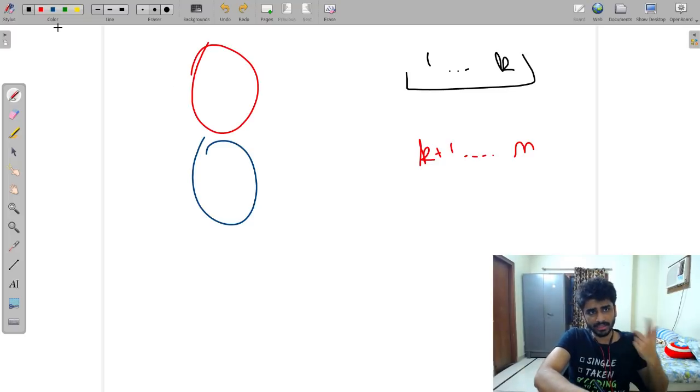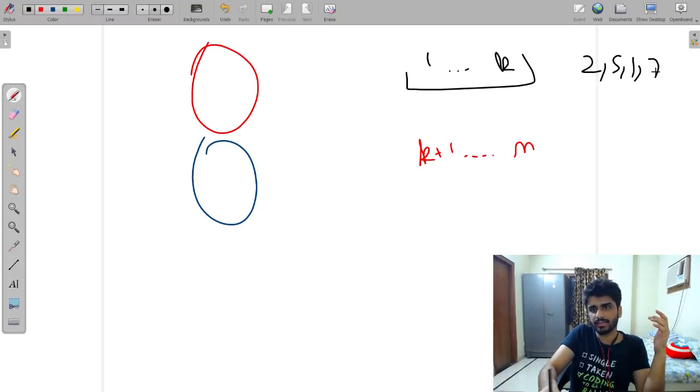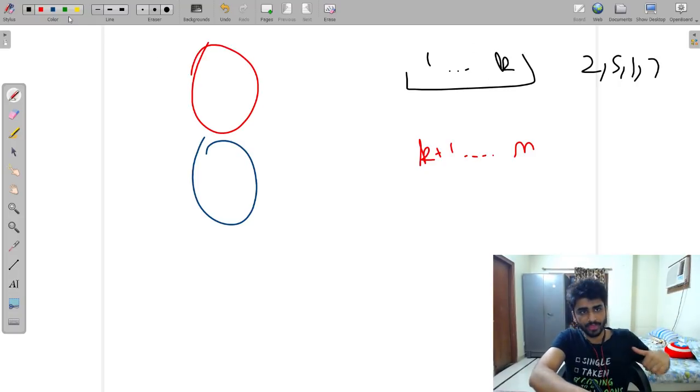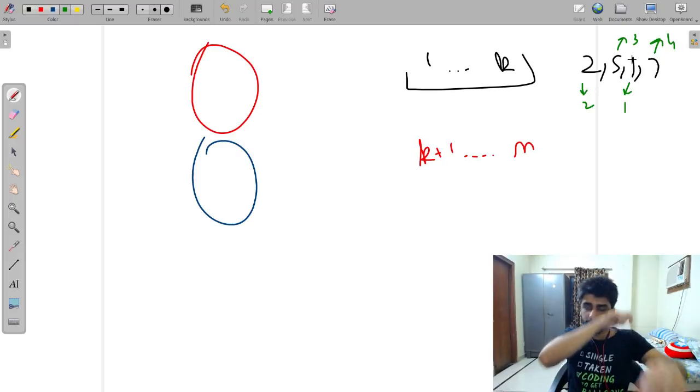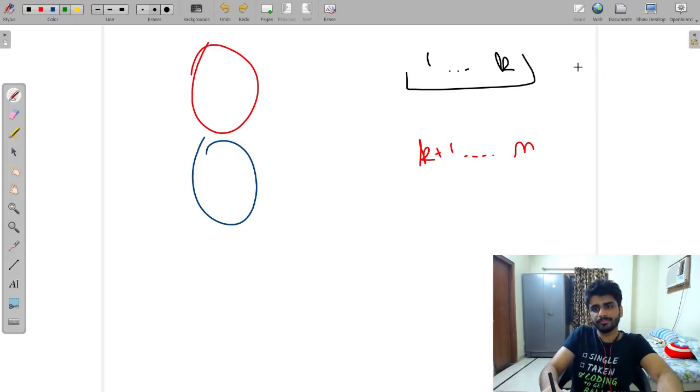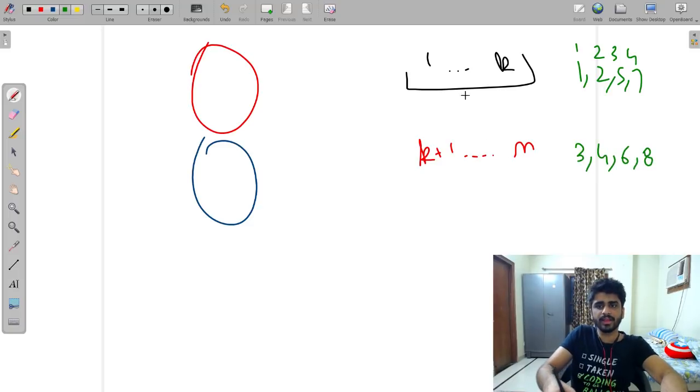Another greedy observation is that if we have some blue elements like 2, 5, 1, 7, and we have to convert them into 1, 2, 3, 4, it is best to convert this 1 into 1, this 2 into 2, this 5 into 3, and this 7 into 4. So we will sort all of the blue elements, so they become 1, 2, 5, 7, and we will also sort all of the red elements, maybe 3, 4, 6, 8. We want to convert them into 5, 6, 7, 8, like this.